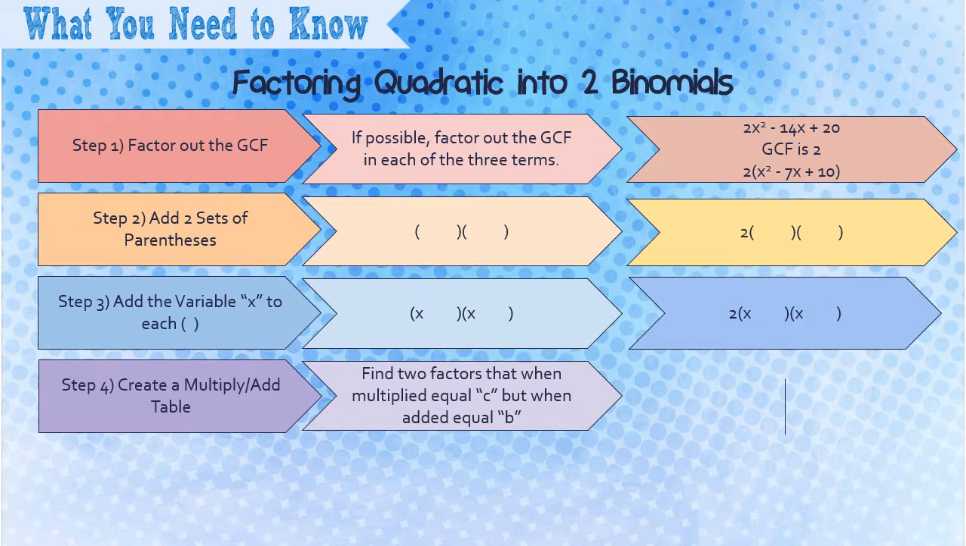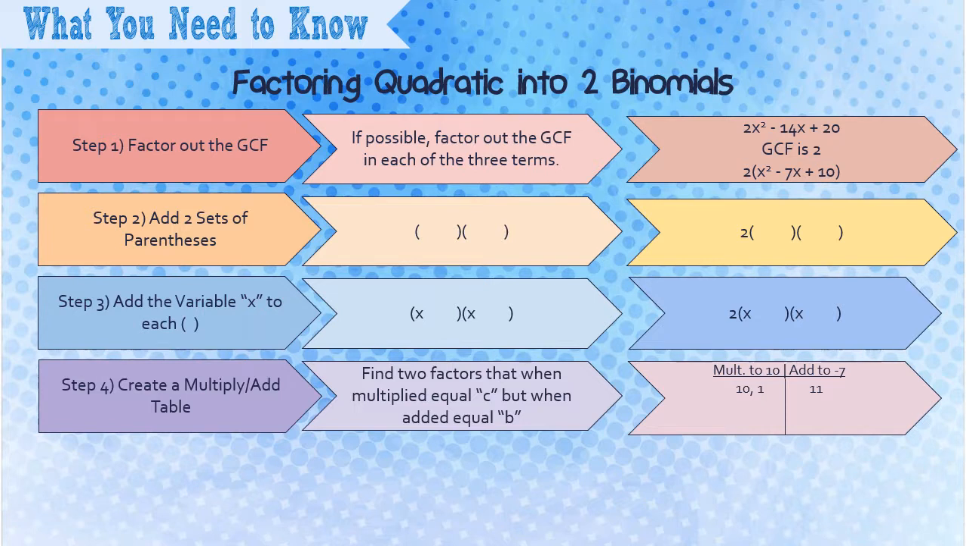Now we want to create a multiply or add table. The whole point behind factoring is to find what values multiply to give you the last term, in this case 10, but add to give you the middle term, negative 7. So we want to multiply to the last term of 10 and add to the middle term of negative 7. If I start looking at some factors, factors of 10 would be 10 and 1.